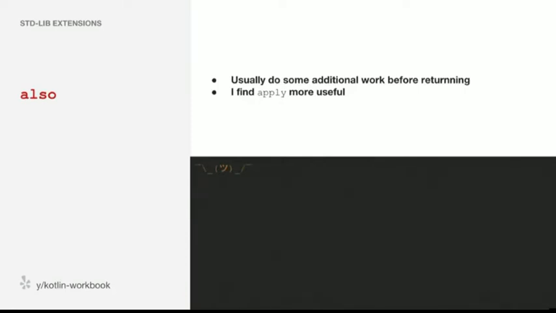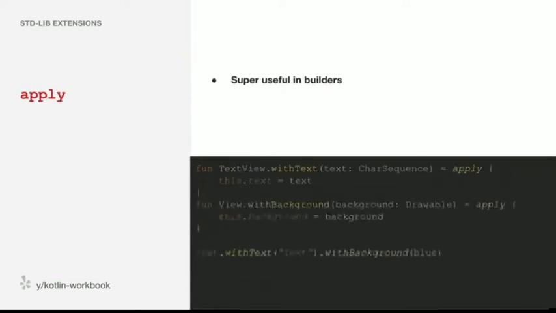There is another function called also. You can call it on any object in Kotlin. It basically allows you to do some operations, and at the end of the also function, it will return the object on which you invoked it. It's sometimes useful when you do ternary operations, and we're going to see that when I start coding. But most of the time, I find the function apply to be a bit more useful, and it's the next one that we're going to look at.